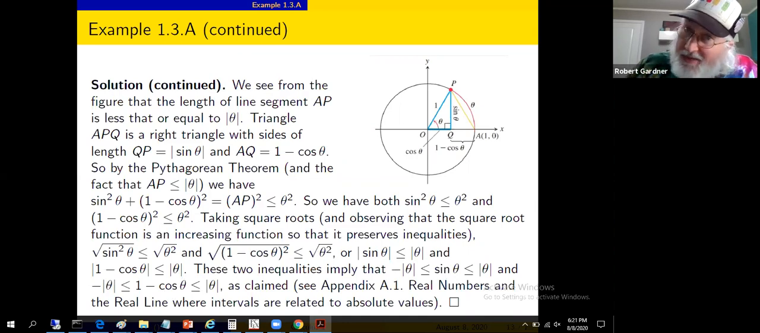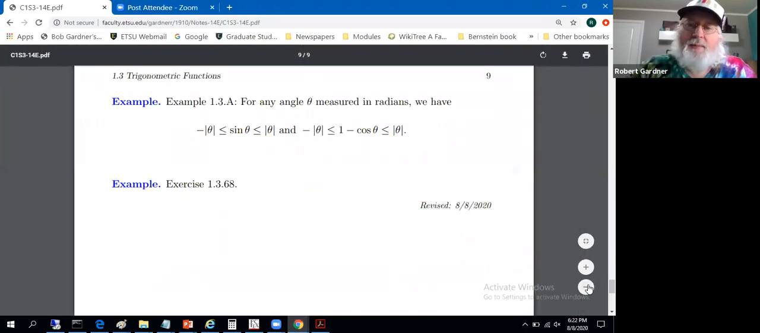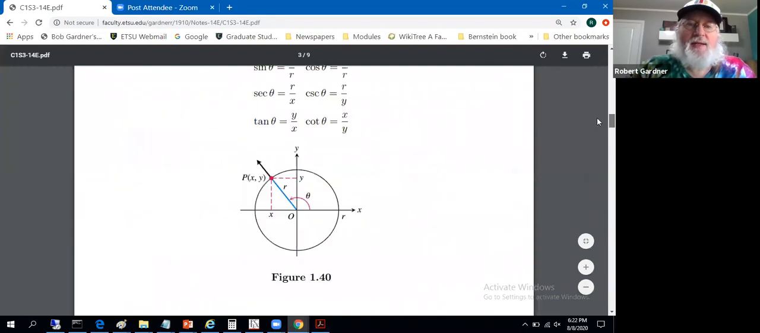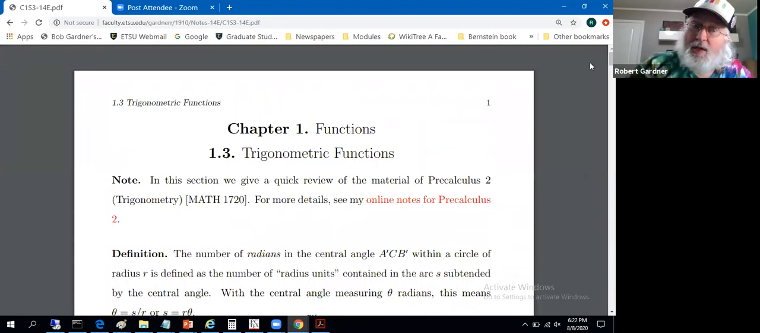Why you would want to know this, sit tight. We'll explore it in chapter 2, but that gives us an inequality related to sines and cosines that we'll use later, and it'll be a big deal in chapter 2. So that takes care of 1.3 trig functions.